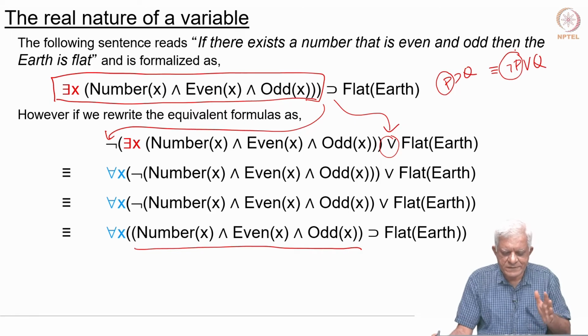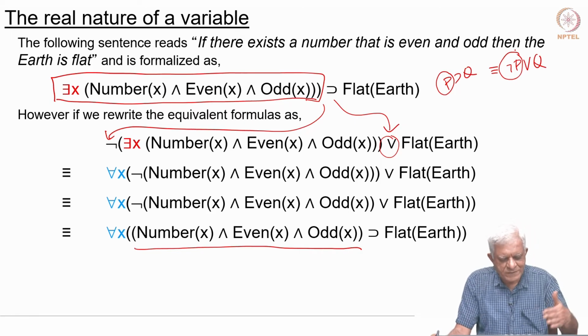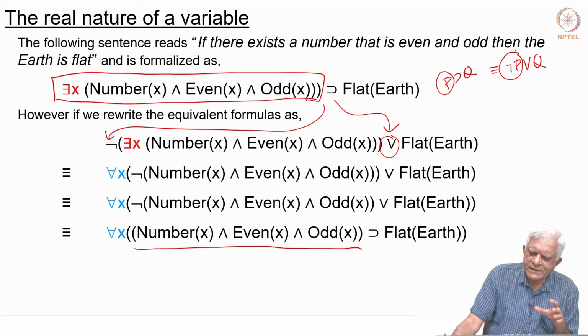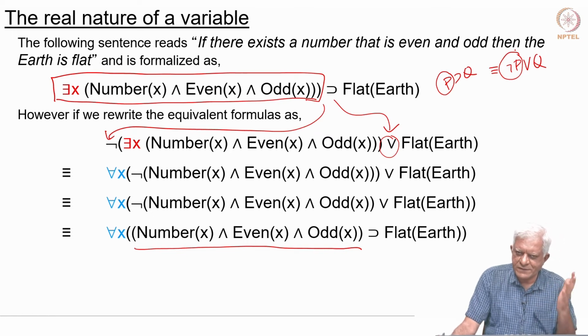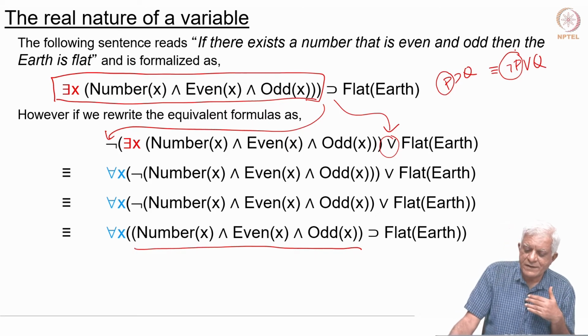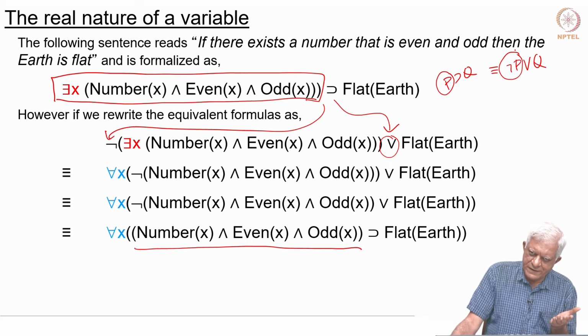So, if we do this process that we just saw, you can see that this is really a universally quantified statement. So, when we say if there exists a number, or if you say if there exists a unicorn, then something something something, we are equivalently saying that for all x's that are unicorns, or for all numbers that are both odd and even, they will imply that the earth is flat essentially.